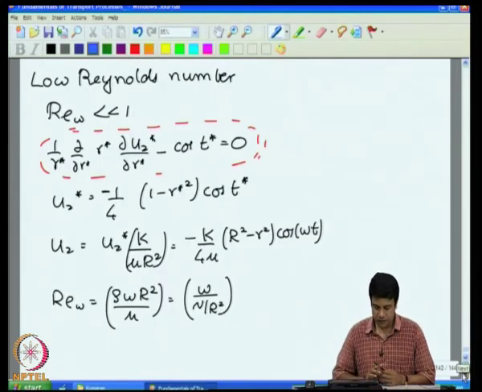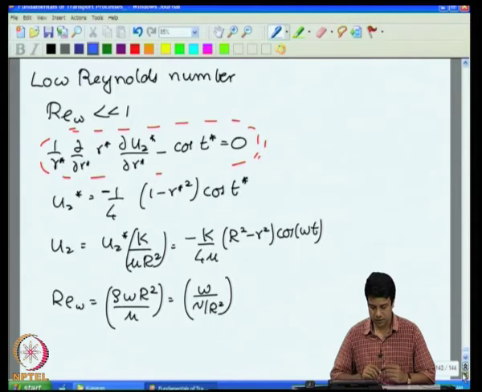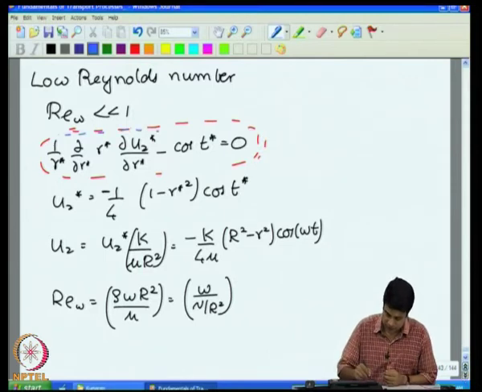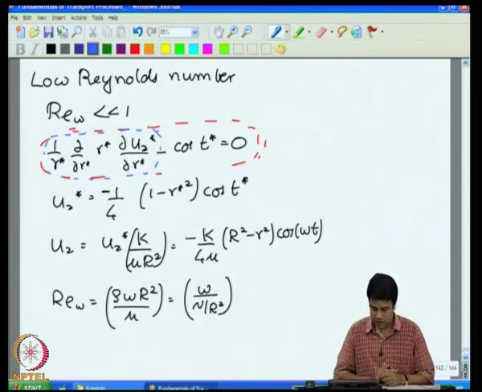Okay. So, in the limit of Re small compared to 1, if I completely neglect the inertial terms, what I get is this equation that looks something like this. 1 by r d by dr of r du z by dr minus cos t is equal to 0. Now, this first term does not have any time derivatives in it. So, because of that, I can straight away integrate this in time to get the velocity as minus 1 by 4 into 1 minus r square into cos t.